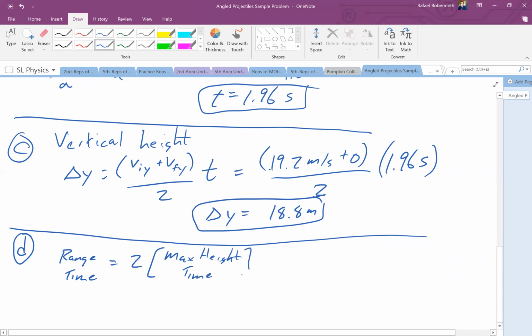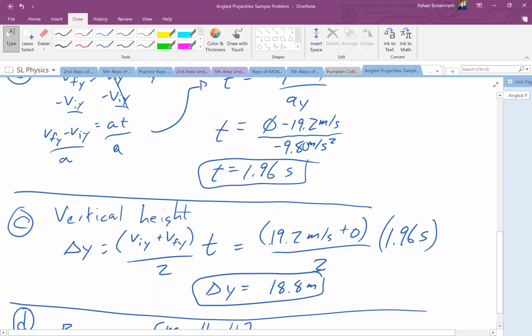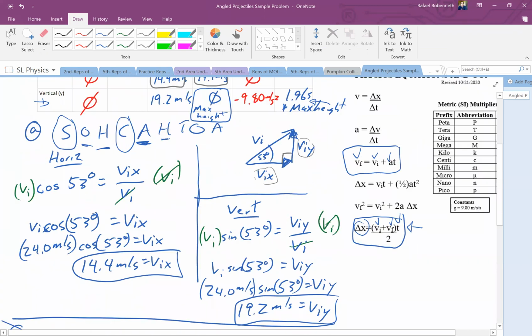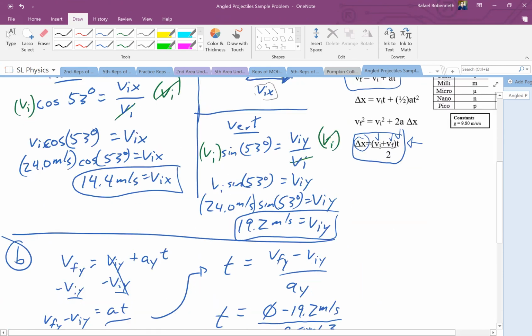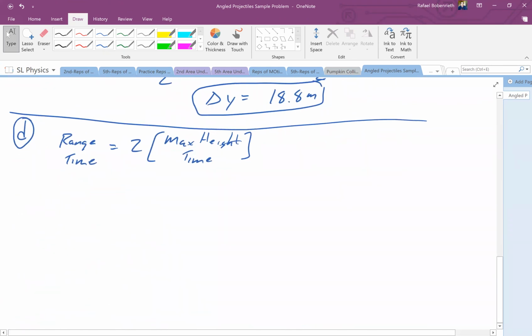And again, I don't know that this is really something you have to memorize in that way. I would actually suggest you think about it in terms of the symmetry that we talked about here. This is a symmetrical relationship because a parabola is the shape. So half of the problem can be replicated on the other half, so to speak. Okay, so I would say then t range equals 2 times the max height time, which was 1.96 seconds. So that gives you 3.92 seconds.